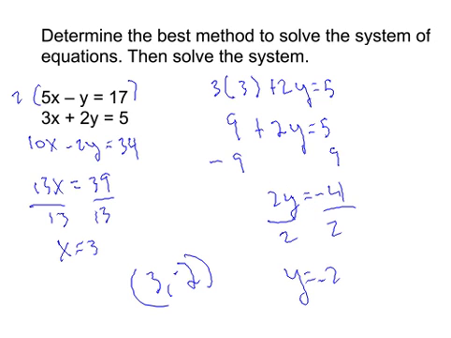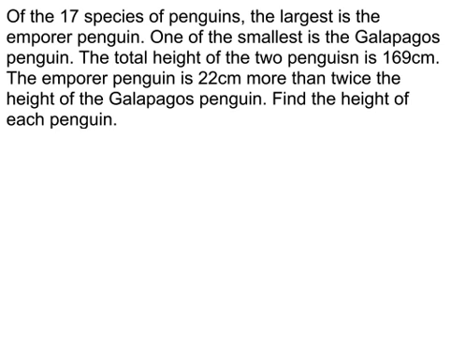All right. A lot of words, but we can get through this. Of the 17 species of penguins, the largest is the emperor penguin. One of the smallest is the Galapagos penguin. The total height of the two penguins is 169. Let's stop right there. Let's put this sentence into an equation. What would that look like? x plus y is 169.